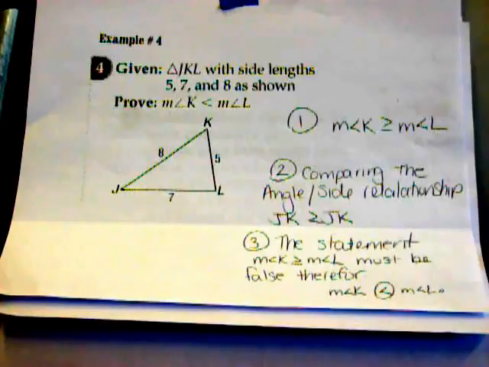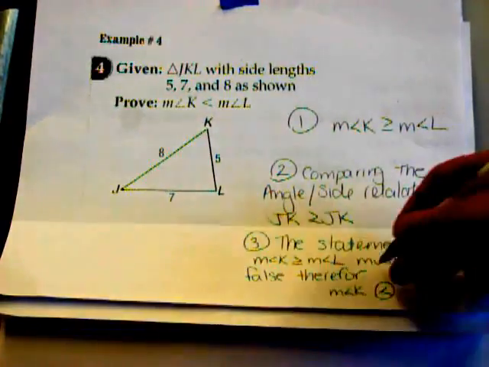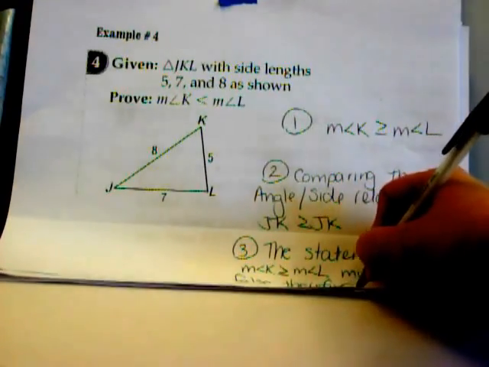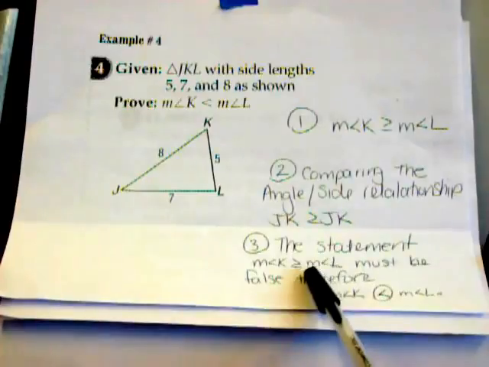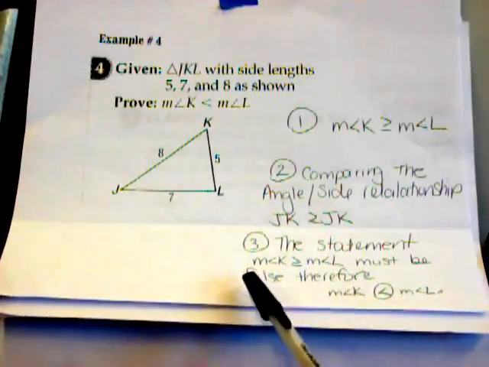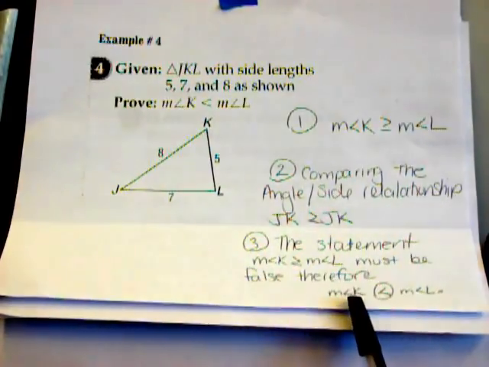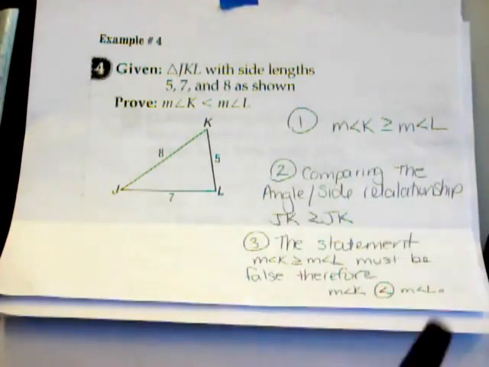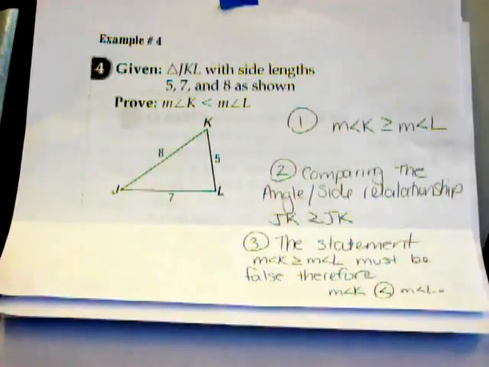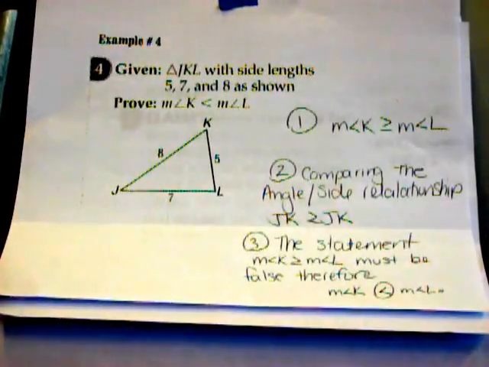That means that a statement must not be true. Therefore, let's fix this. Therefore, our statement that we said is false, and the measure of angle K is less than the measure of angle L, which is what we tried to prove to begin with. And that concludes 5.3.